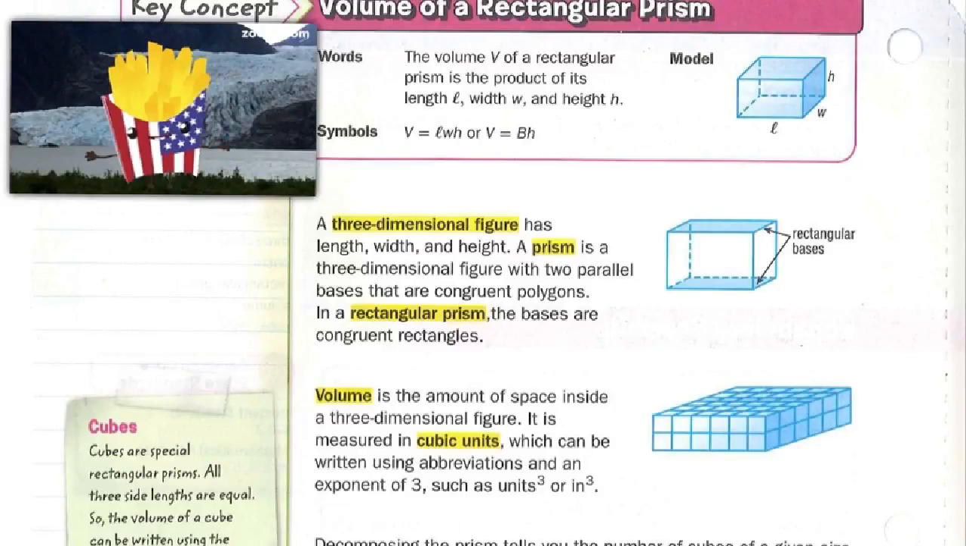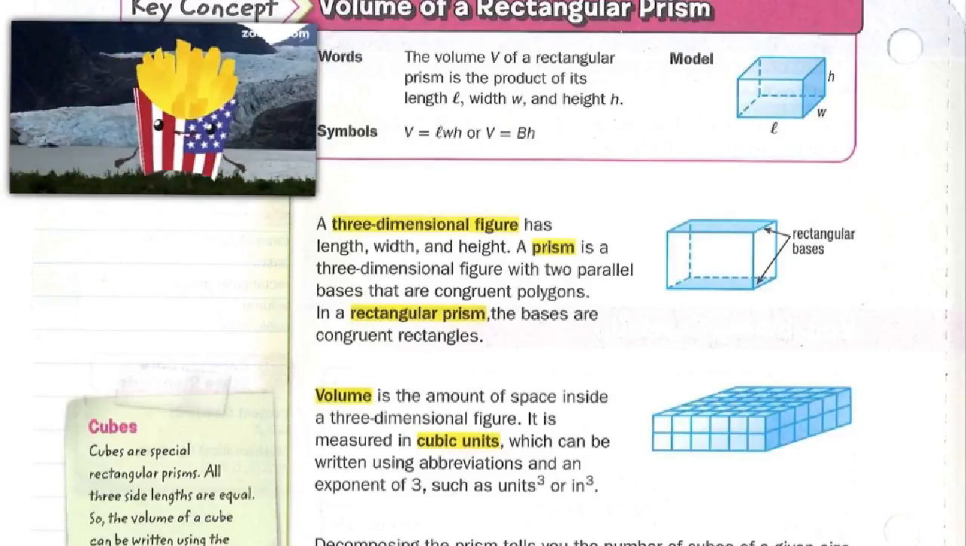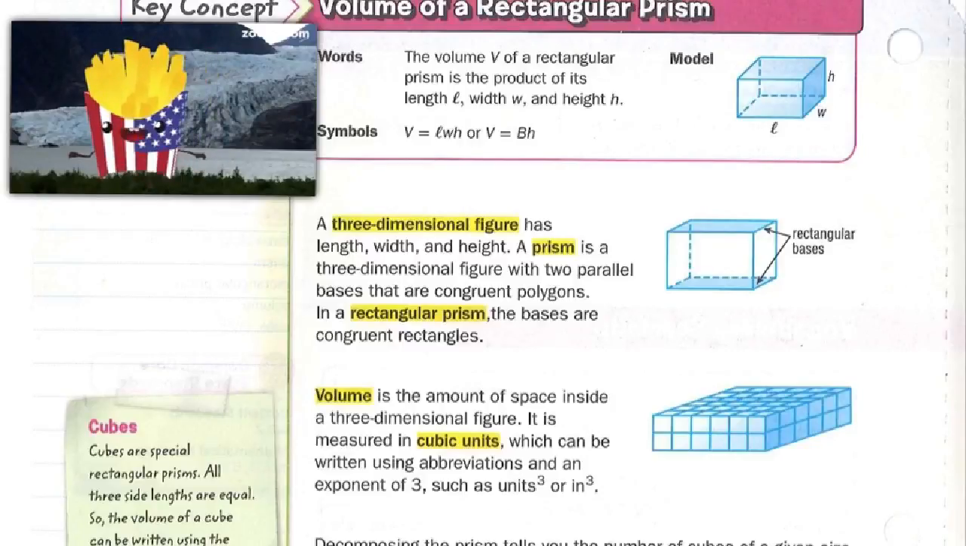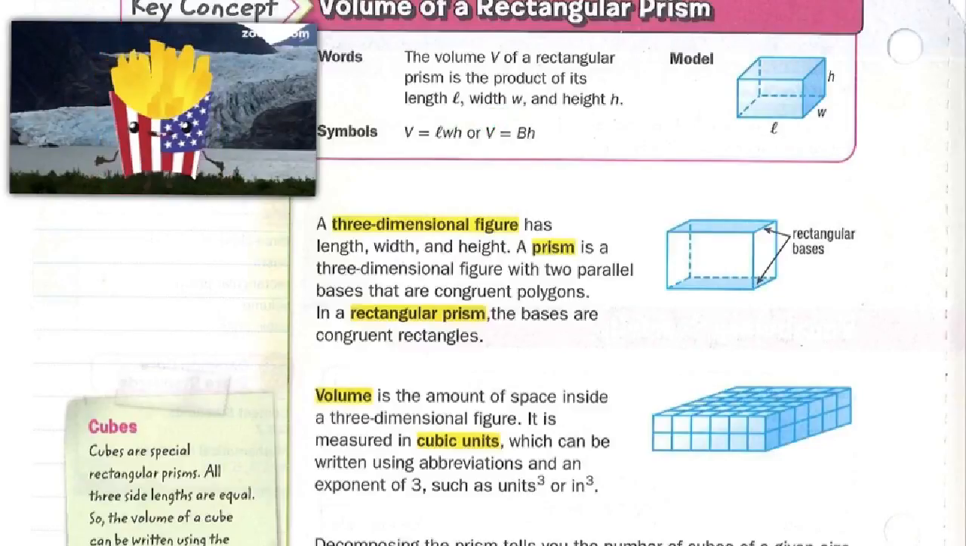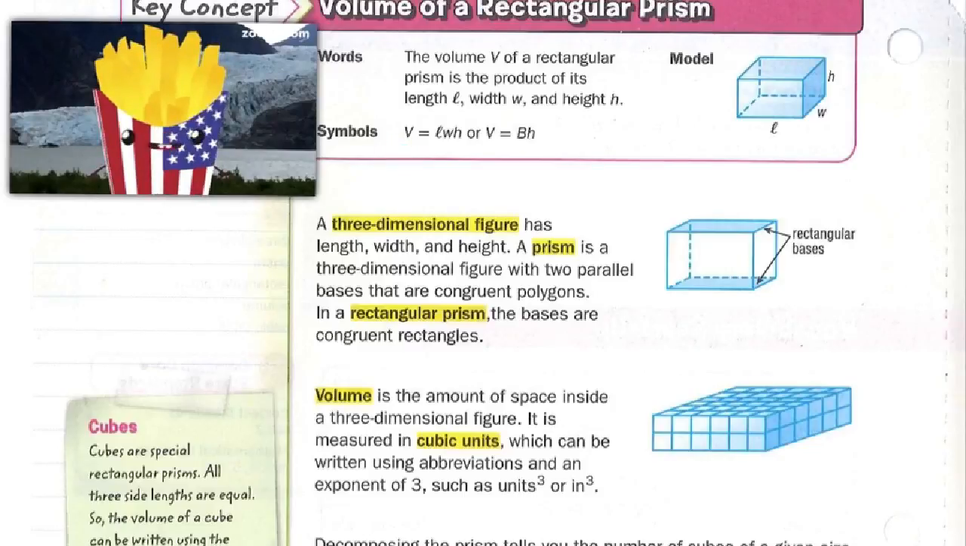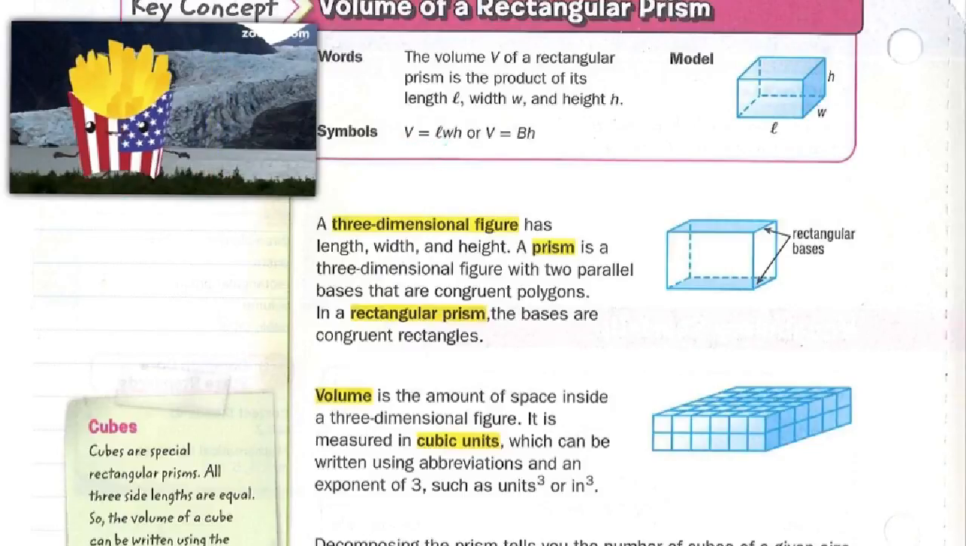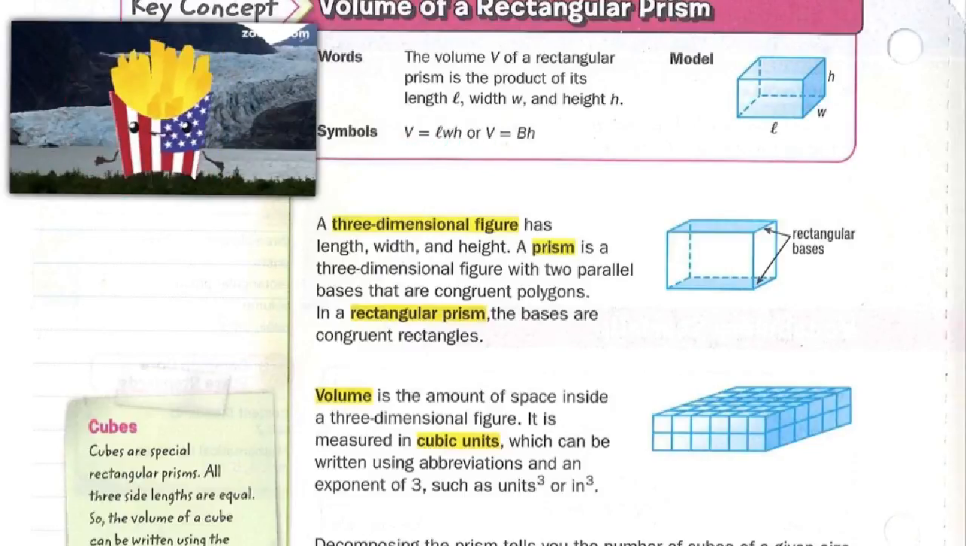Hey, I'm Freddie French Fry, and I'm in Alaska. I am here to help you understand how to find the volume of a prism. The volume V of a rectangular prism is the product of its length L, width W, and height H. We write that in symbols as V equals LWH, or volume equals base times height, area of base times height.